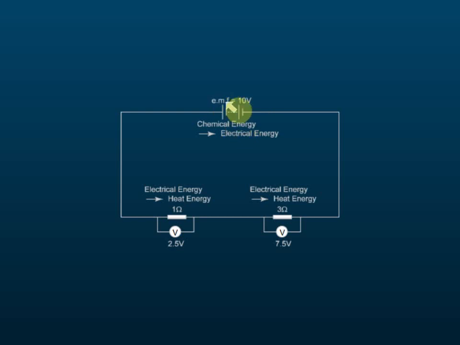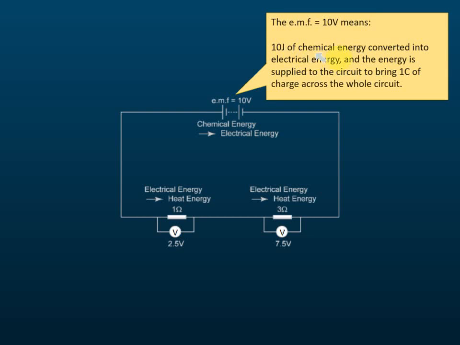So what does this mean? We have e.m.f 10 volts. It means 10 joules of chemical energy is converted to electrical energy, and the energy is supplied to the circuit to bring 1 coulomb of charge across the whole circuit. That is what it means by e.m.f 10 volts. So 10 joules of chemical energy will convert to 10 joules of electrical energy, and this electrical energy is used to move this 1 coulomb of charge across the whole circuit.